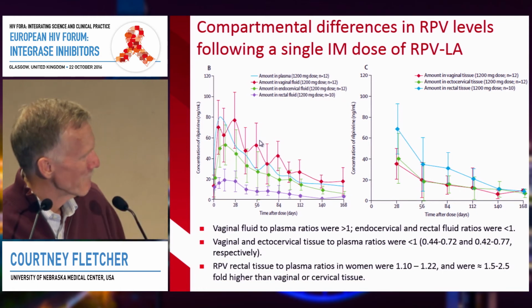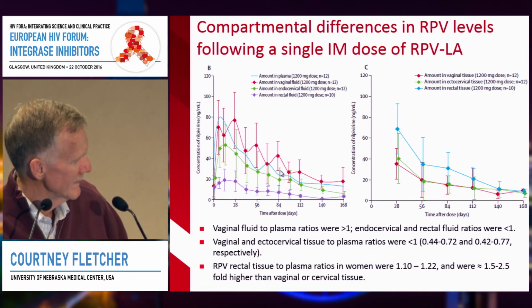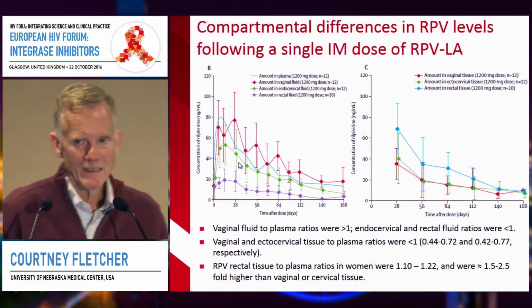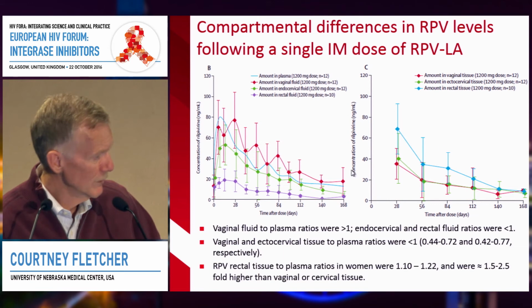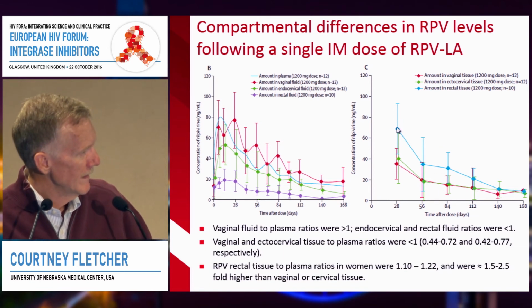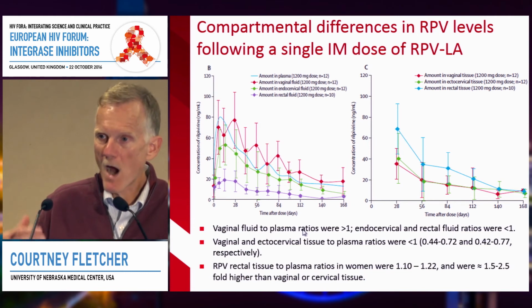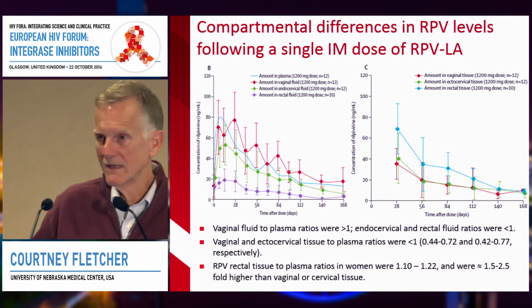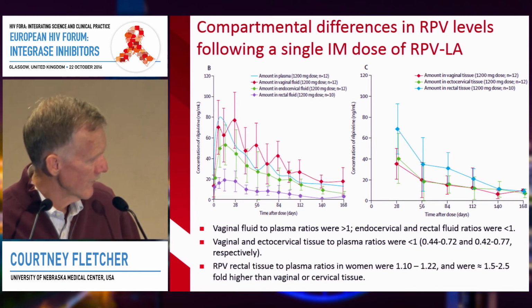But what you can see here, in this light blue line, is plasma concentrations, and then you have vaginal fluid concentrations, endocervical concentrations, and rectal fluid concentrations, clearly indicating differences among these compartments in terms of how much drug is in these fluids. The same thing you see with tissues: rectal tissue concentrations and the cervical and vaginal tissue concentrations here. So these compartments are not all behaving in the same way, and it's that principle of a lack of homogeneous distribution of drug throughout the body.